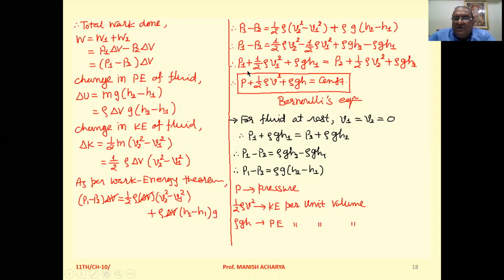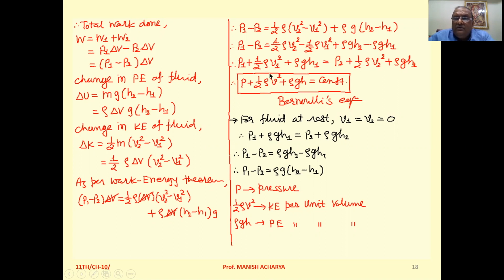See, from this Bernoulli's equation, you can understand this for horizontal flow. Now, if the flow is horizontal, then H1 equals H2. So rho g H1 and rho g H2 cancel. So, simply you can write P1 plus half rho V1 square equals P2 plus half rho V2 square. Half rho is constant.